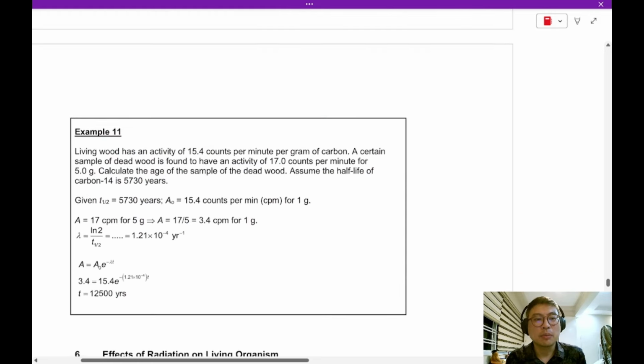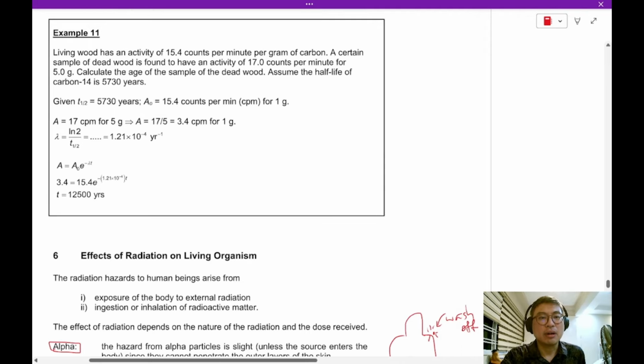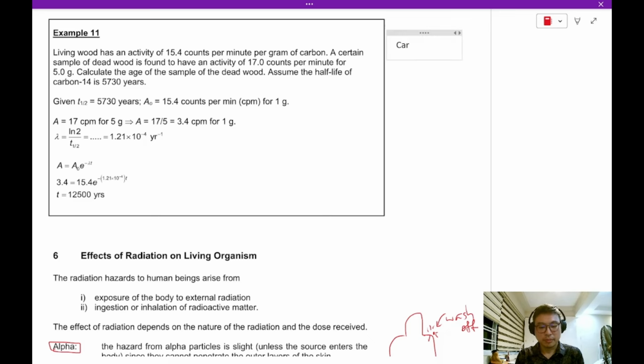Now let's move on to example 11. Living wood has an activity of 15.4 counts per minute per gram of carbon. A certain sample of dead wood is found to have an activity of 17 counts per minute for 5 grams. Calculate the age of the sample of the dead wood. Assume that the half-life of carbon-14 is 5730 years. This system is called carbon dating, which I have explained in my previous SLS lecture, lecture number 3. If you don't understand what carbon dating is, please go take a look at the previous lecture. It was given by a guest speaker.